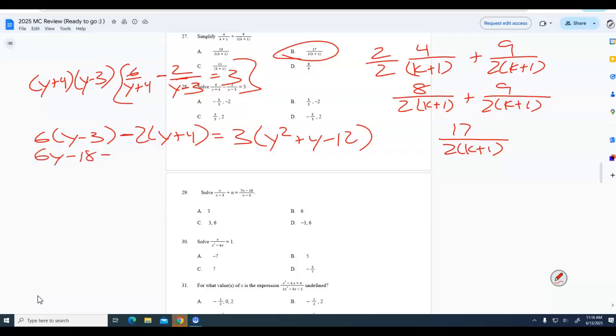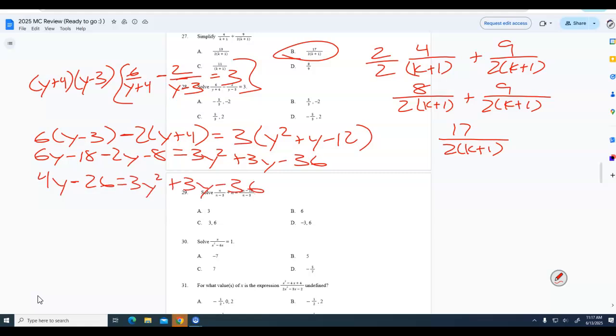6y minus 18 minus 2y minus 8. 3y squared plus 3y minus 36. I want to get everything equal to 0. I combine my like terms first. 4y minus 26 equals 3y squared plus 3y minus 36.